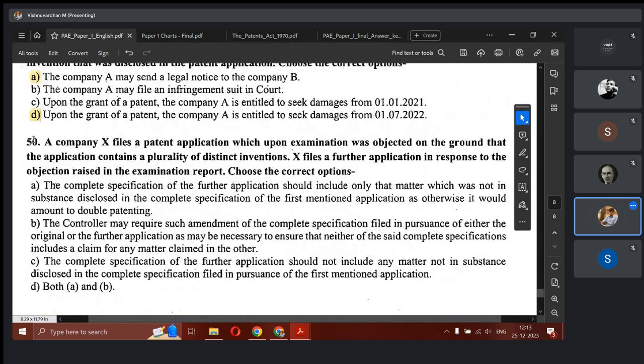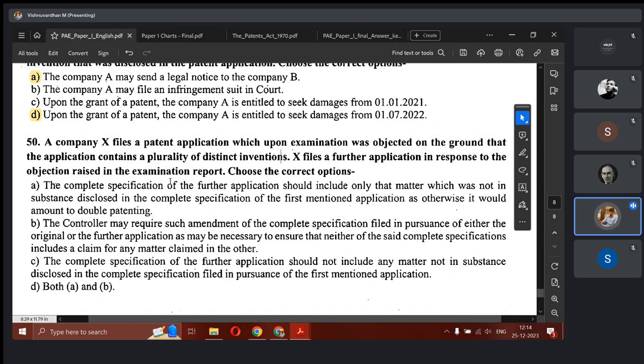So 50 is a company X files a patent application which upon examination was objected on the ground that the application contains a plurality of distinct inventions. So this is divisional application. I think it comes between section 12 and section 18, where the controller, if he feels that you're talking about 2 different inventions, he can order you to divide the application into 2 separate applications. So X files a further application in response to the objection raised in the examination report. Choose the correct options. Cool. Let's see what all happens now.